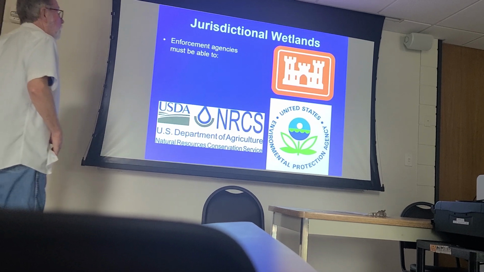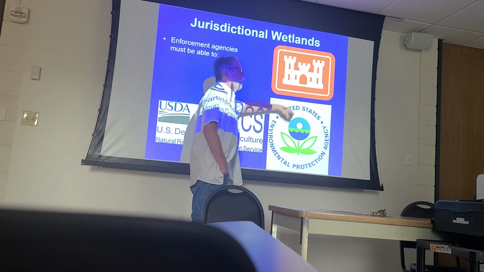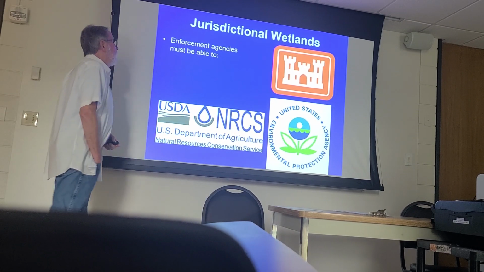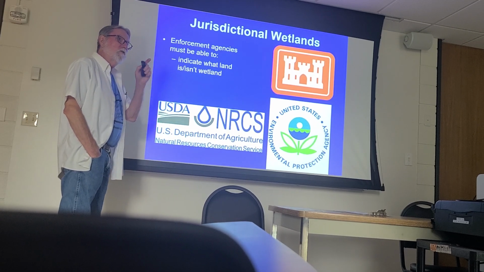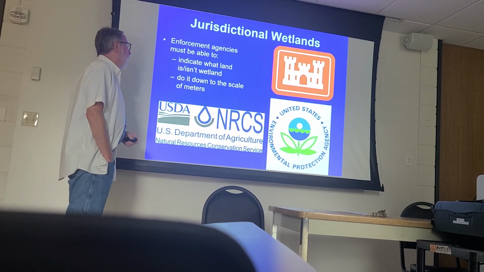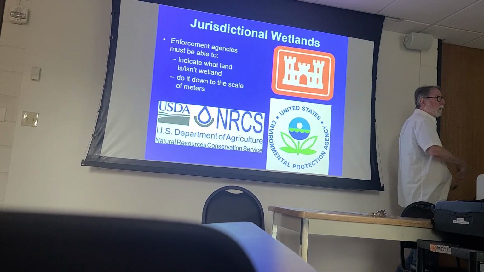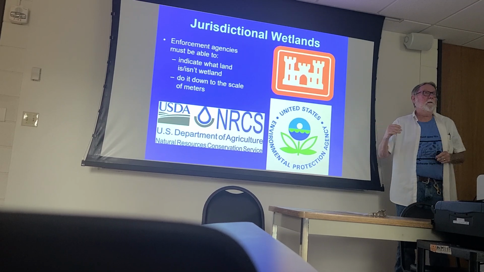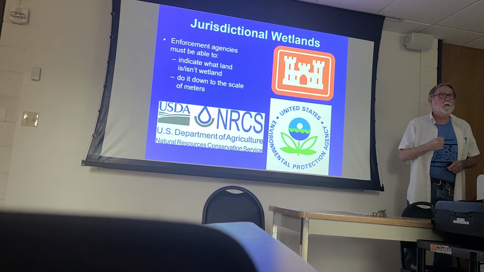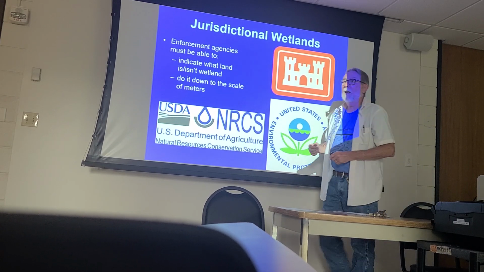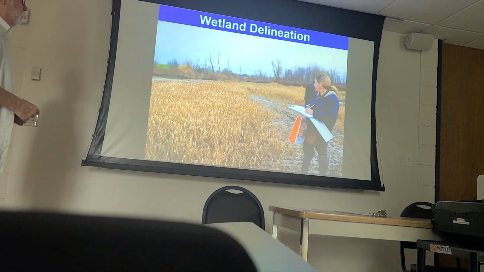So, in order to do that, if you are enforcement, if you are the Army Corps, if you are NRCS, if you're EPA working with Army Corps, what you need to be able to do is indicate what land is and isn't a wetland with certainty. Okay? And down to the scale of tenths of meters, not just meters. I have to know this side of the room is not a wetland. That site is a wetland. I need to be able to put a line right where the wetland begins and the wetland ends. Putting a line, delineating, becomes a very important job in this field.